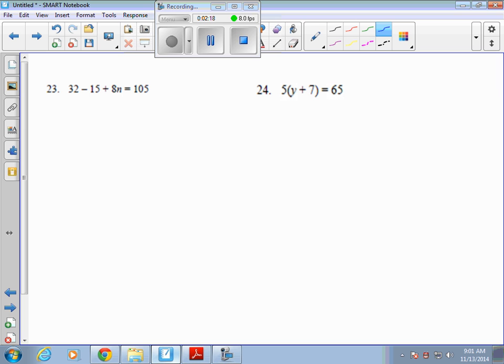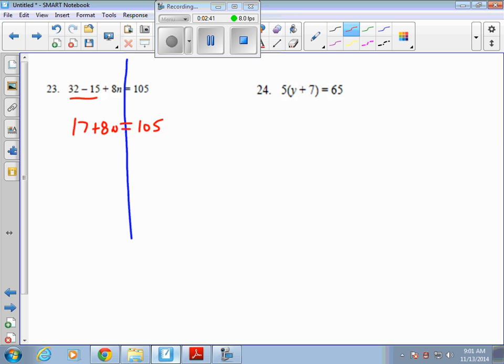Number 23 says 32 minus 15 plus 8n is equal to 105. Before you move anything across, you always simplify one side. So add 32 and negative 15, or subtract 32 and 15 is probably a better way to say that. 32 minus 15 is going to be 17 plus 8n is equal to 105.